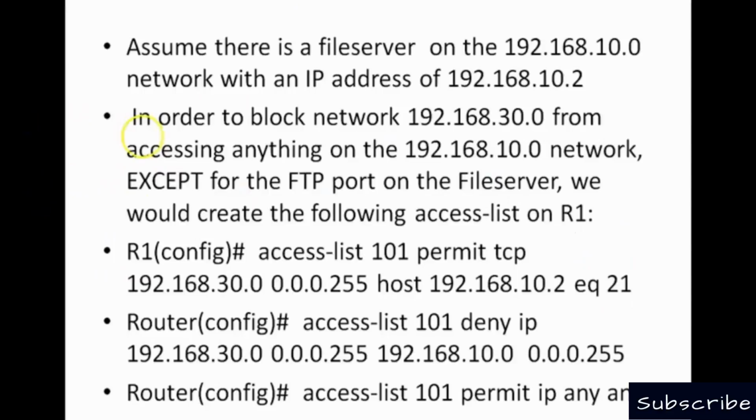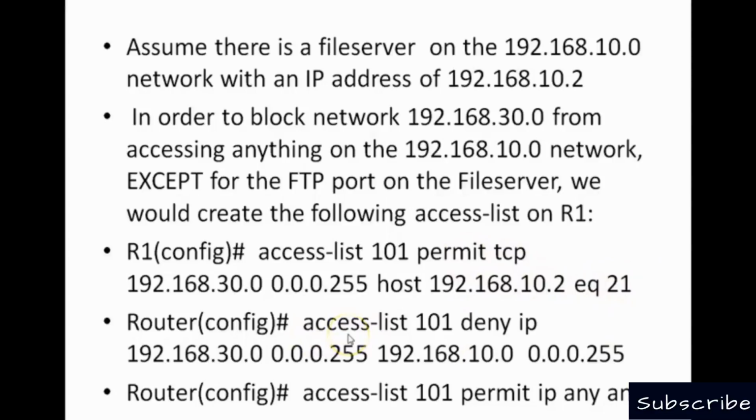So you need to write access list, and you need to consider that it is access list number 101, permit TCP, that is this network, 192.168.30.0, the wildcard mask for this source, and the host is 192.168.10.2 equal to 21, which is the port of FTP. So here we allow and permit only FTP traffic.